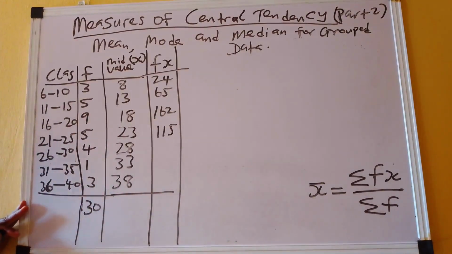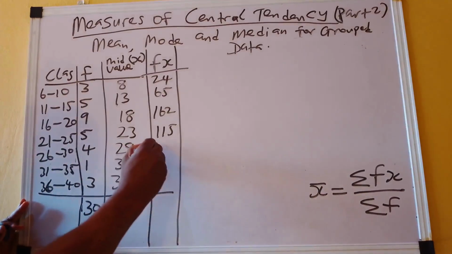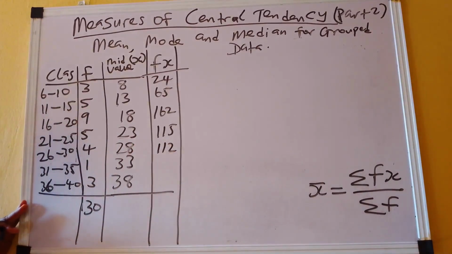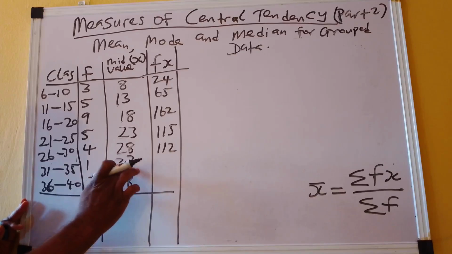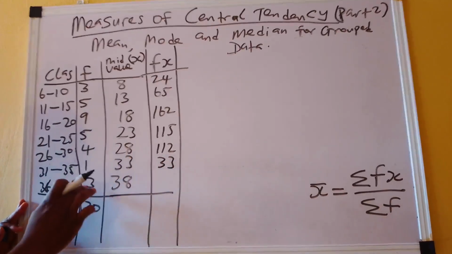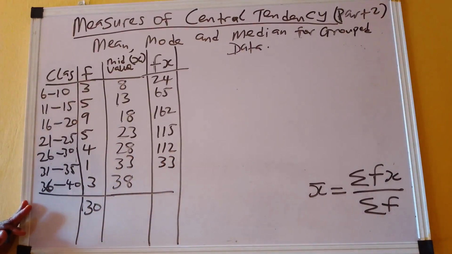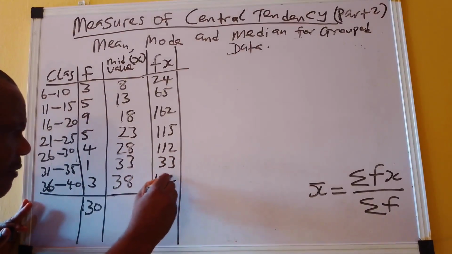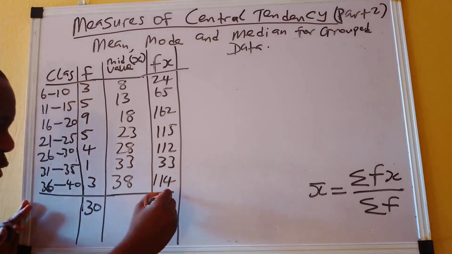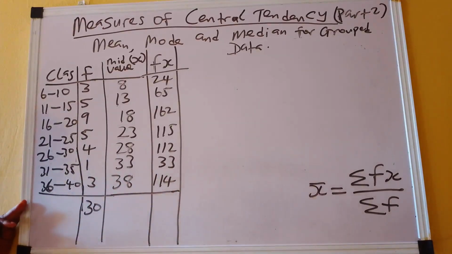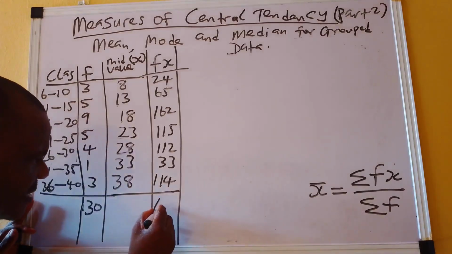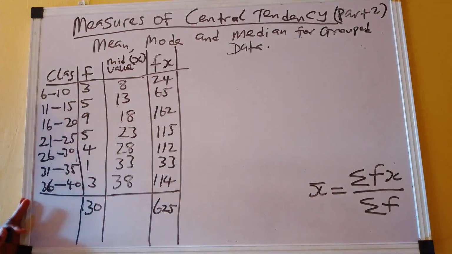Then the next one, 4 times 28 is 112. Then 1 times 33 is 33. 3 times 38 is 114. Now you come and sum it together. You add 24 to 65 to 162. You will now have a total of 625. You sum it up.